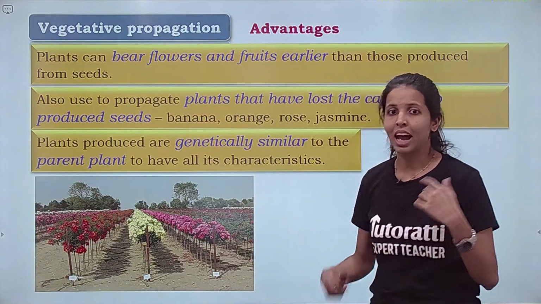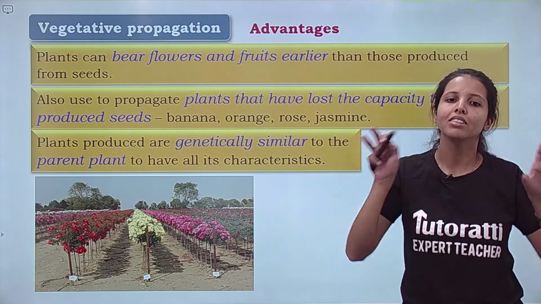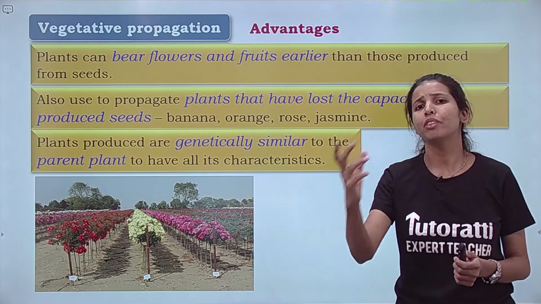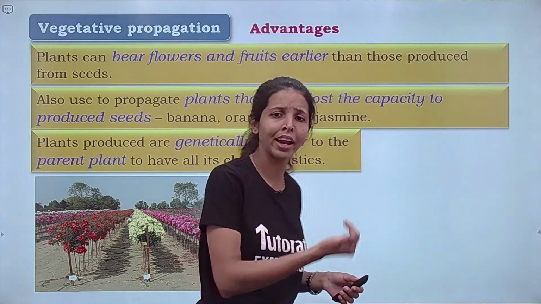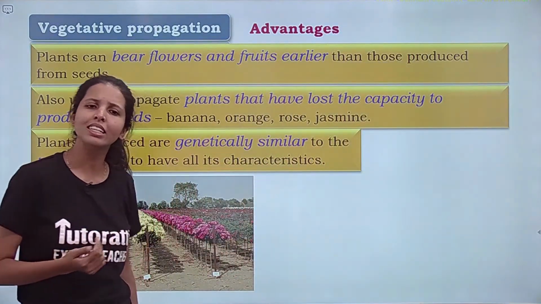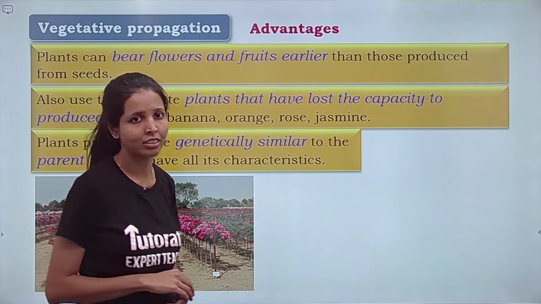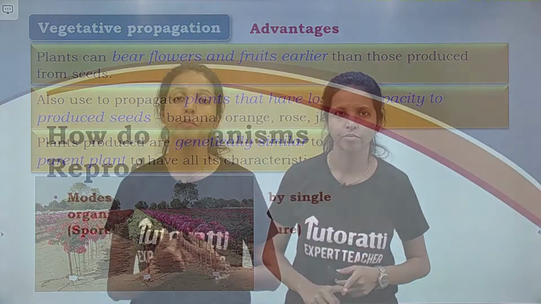Plants produced are genetically similar to the parent plant and thus have all the desired characteristics. वही stem, वही root, वही leaf से बाद में वापस they are trying to bring up a new plant, right? So they are going to be genetically similar and thus they are going to have all its characteristics. So this was about vegetative propagation.